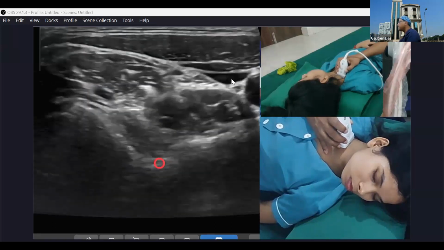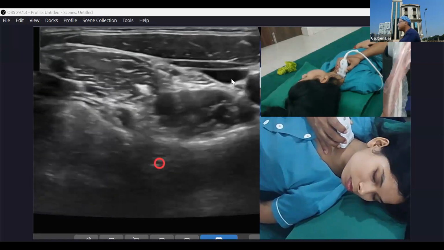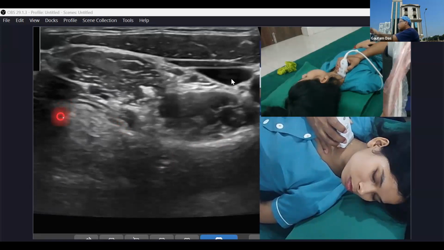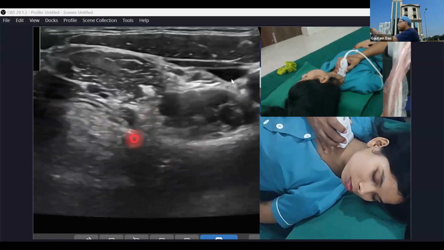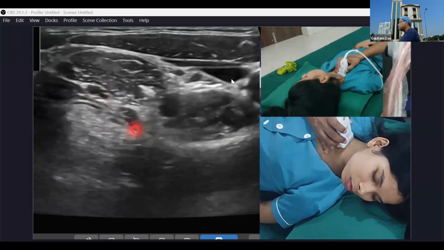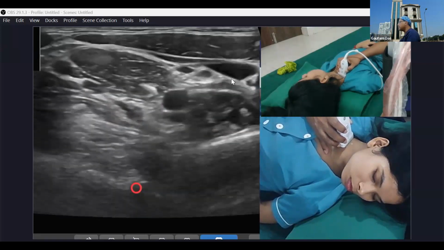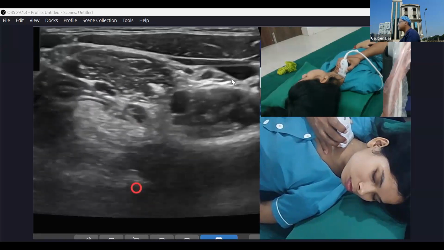Now, if I come down, look here. Now the C7 is coming out. This is your C7, and as I told you, C7 has the posterior tubercle, no anterior tubercle, but the nerve root is coming here. This was your C6. The nerve root coming out now is your C7. You can see C7 just below the C6, at the C7 transverse process.